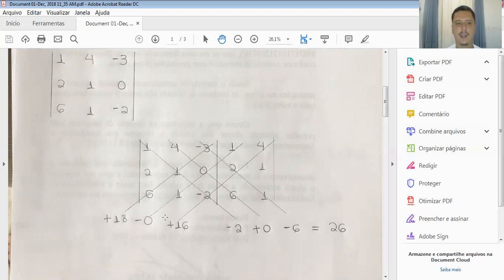Then I'm going to add up all of these results. So minus 18, plus 18, minus 0, 18, plus 16, 34, minus 2, 32, plus 0, 32, minus 6, 26.